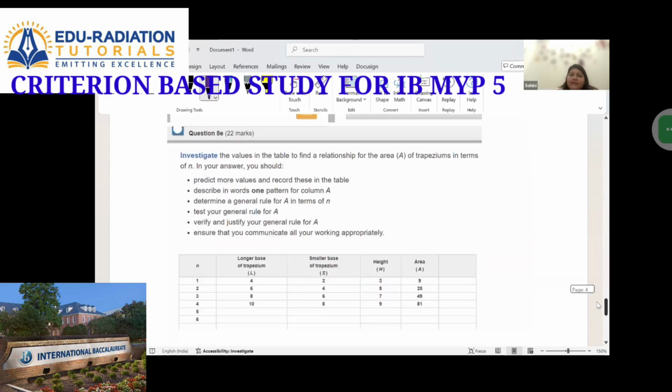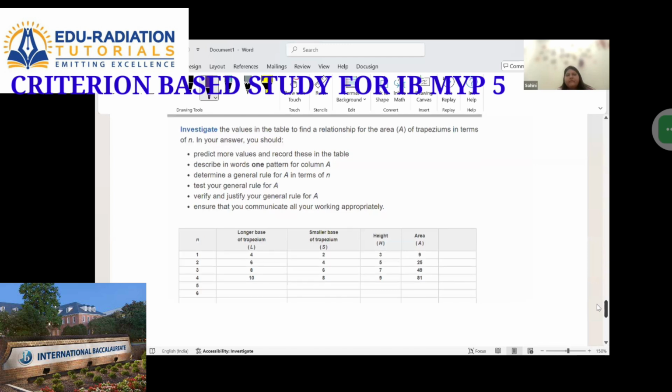Now coming to a similar sort of table, okay? Here again, the subparts are very similar to what we have done earlier. So let's try to apply that knowledge that we just learned. If you see here, again, they have given you a set of n values, which ranges from 1 to 6. And they have given you the longer base of the trapezium, the smaller base of the trapezium, the height and the area. Okay. So you have to predict more values and record these and describe in one word one pattern for column A. This is very important.